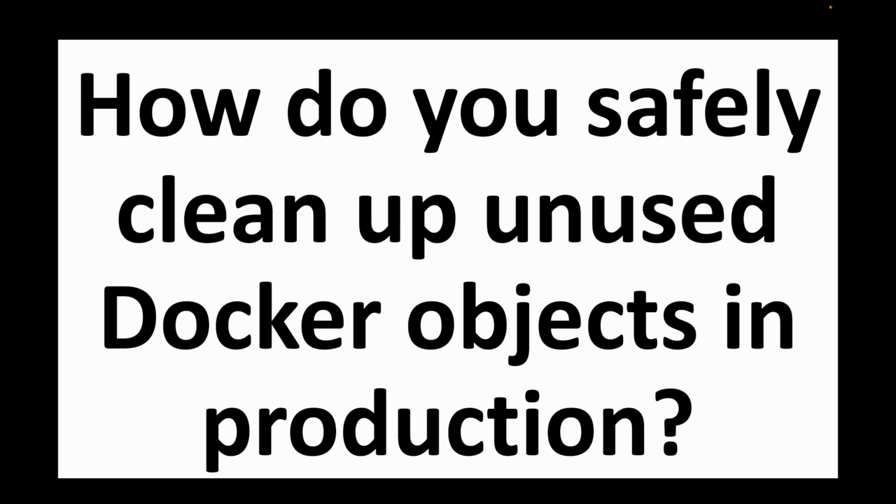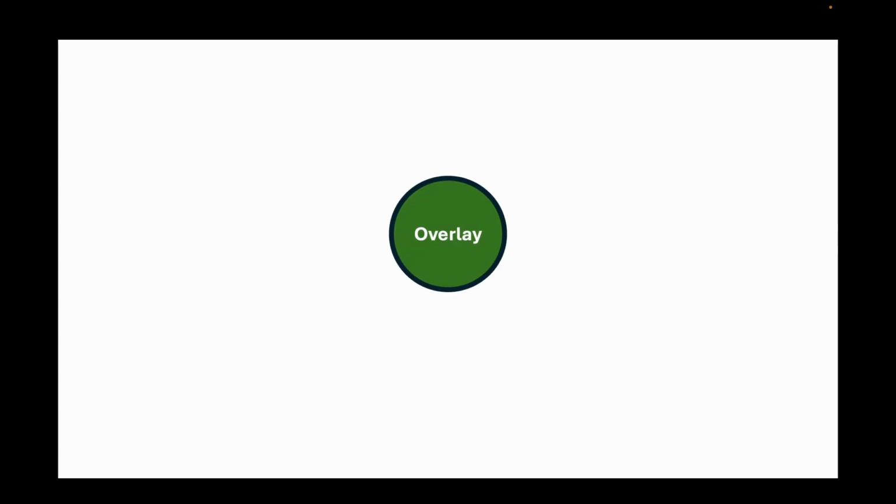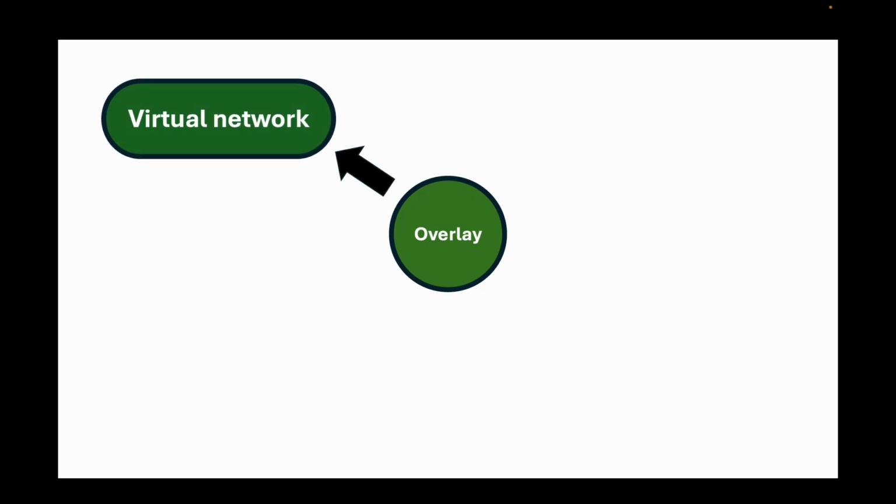The next question we're going to talk about is, how does overlay network work in Swarm? When you run containers on multiple host machines in a Swarm cluster, they need a way to talk to each other, often across different machines. And that's exactly where overlay networking comes in. It abstracts the network so services behave as if they're on the same local network, even when they're on separate nodes. So what is overlay networking?